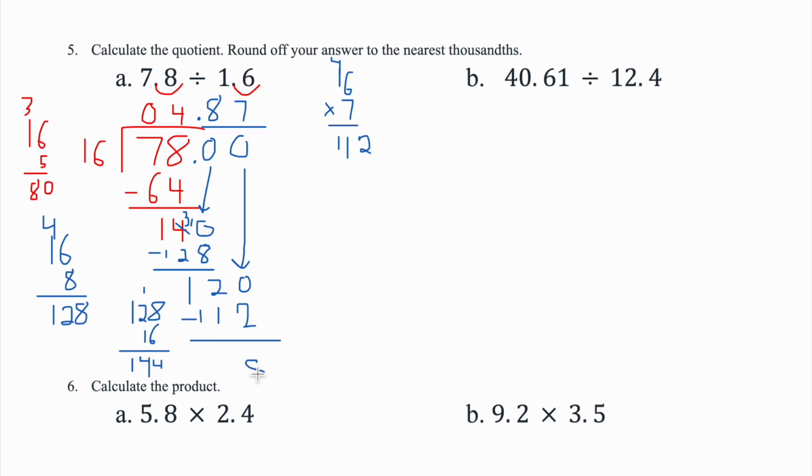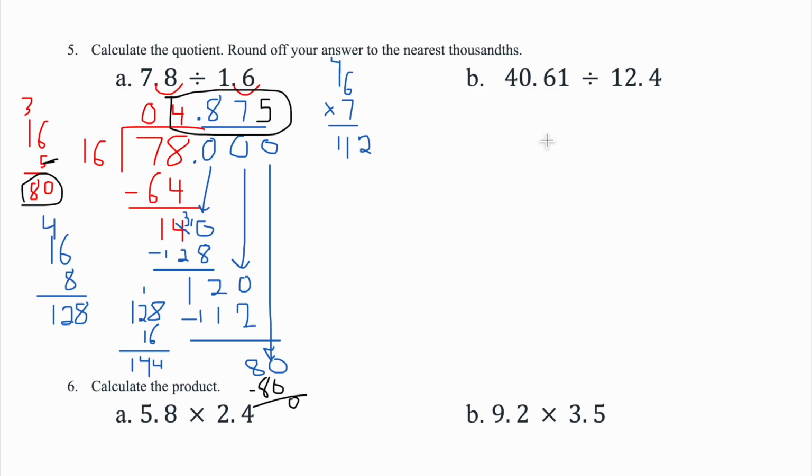Subtract that, we get 8. Then drop down a 0. Oh, this is the cool thing about long division, everybody. So 80, I saw an 80 before over here. That was 5 times. Here's my 5. That would be 80. Subtract, and then I get nothing. So that's my final answer, 4.875. Nearest thousandths, that is in the thousandths already, 4.875.